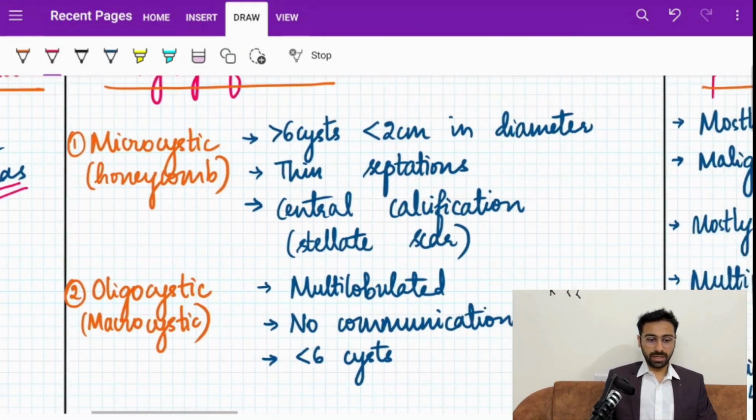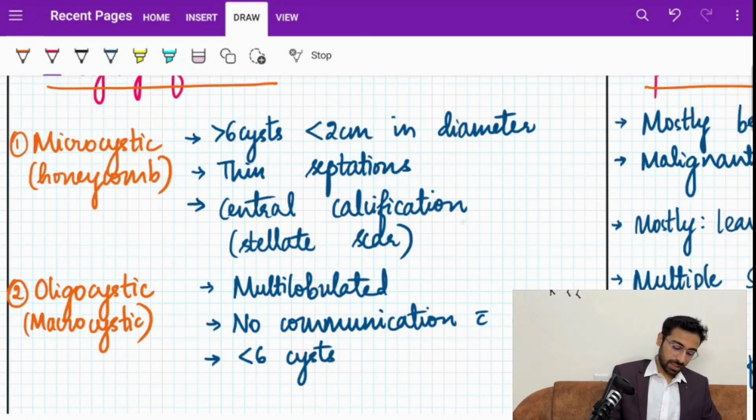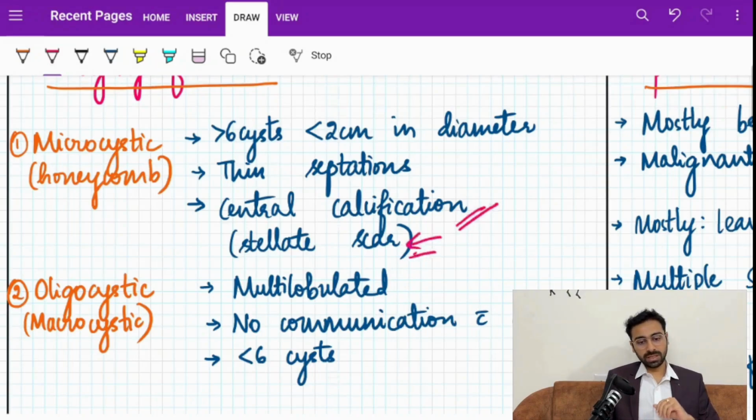They can be divided into microcystic and oligocystic, also called macrocystic. In microcystic, there are usually more than 6 cysts which are less than 2 centimeter in diameter. They have thin septations, and a very important feature is central calcification which gives a stellate scar appearance. We shall be seeing this image.